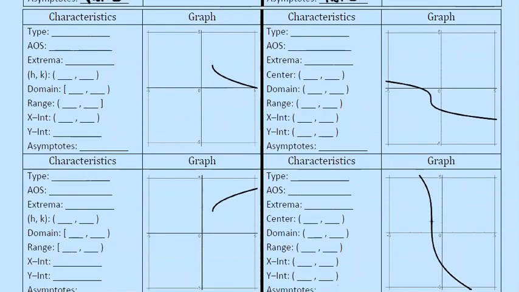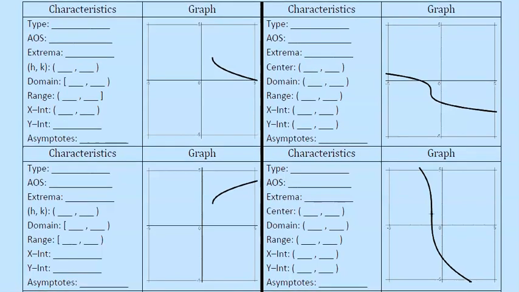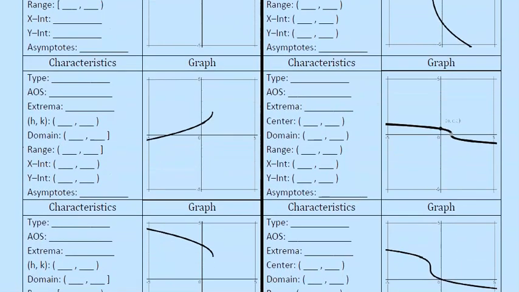Okay, let's look at page 10. More characteristics. Let's look at these two on this page. So, this is a square root, so we just put sqrt. There's no axis of symmetry, no extrema, and there's also no asymptotes. The h comma k is going to be 1 comma 2.